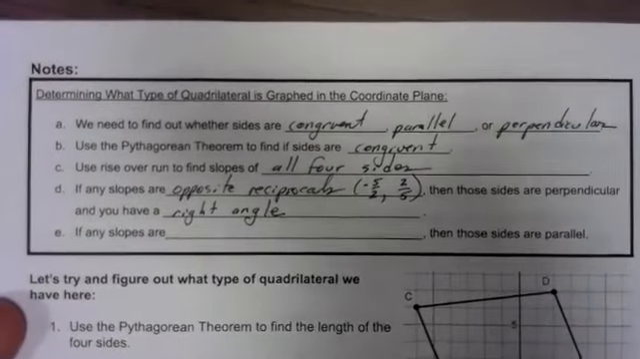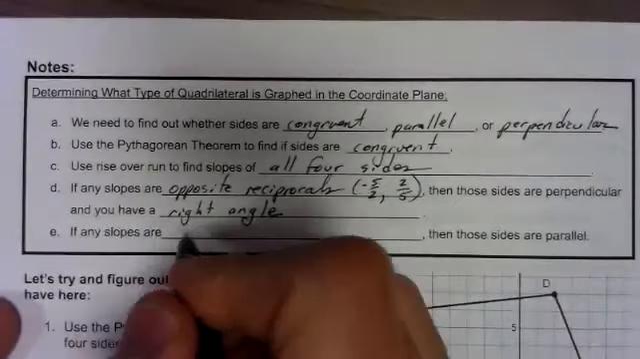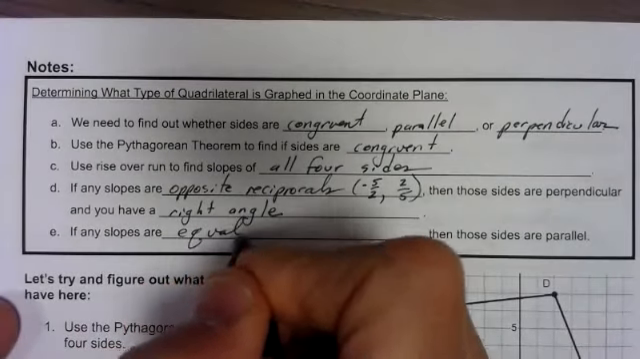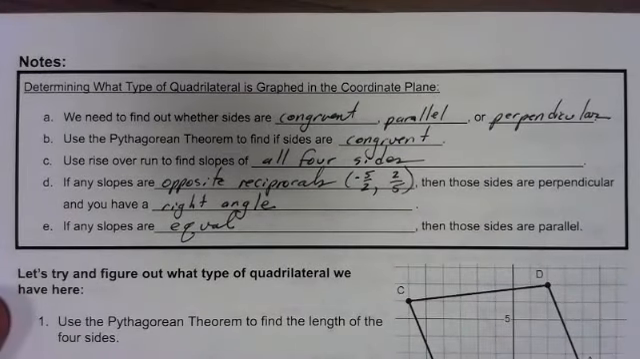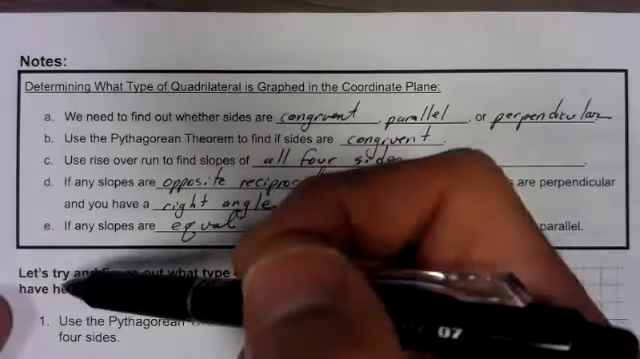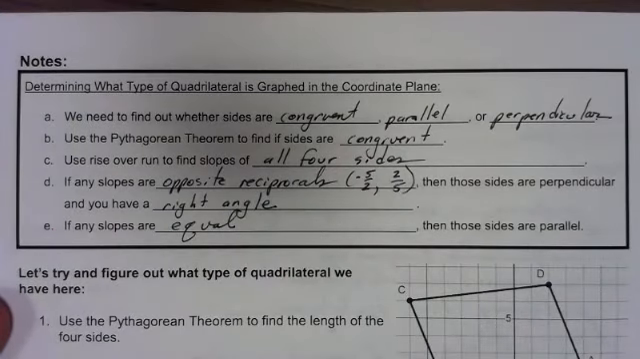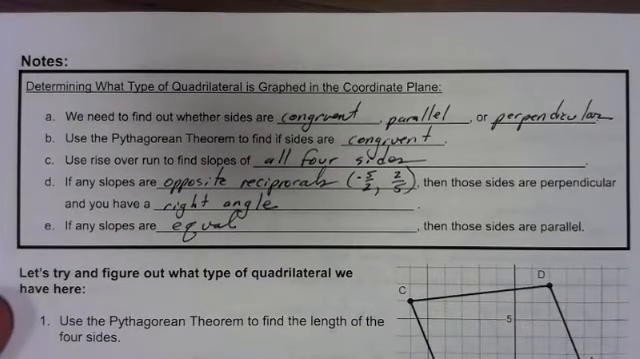And then finally, if any slopes are equal, then those sides are parallel. All right, A through E is going to help us figure out what type of quadrilateral we have. Let's go for it.